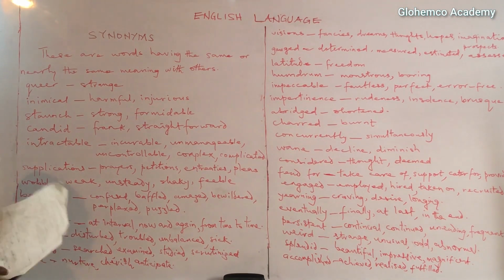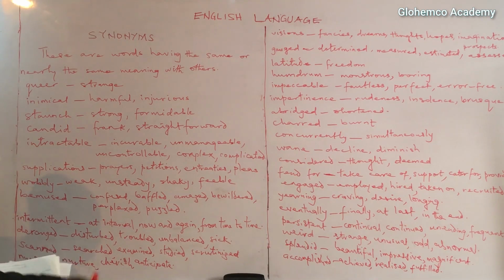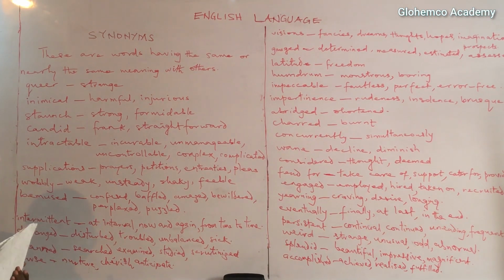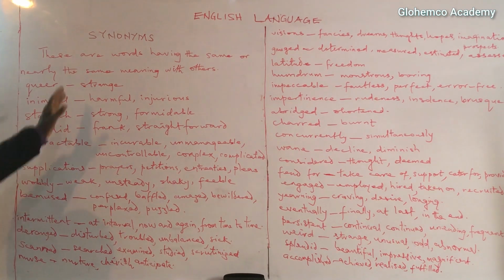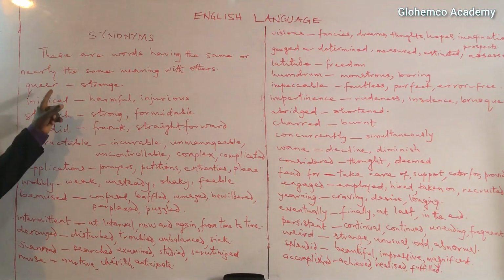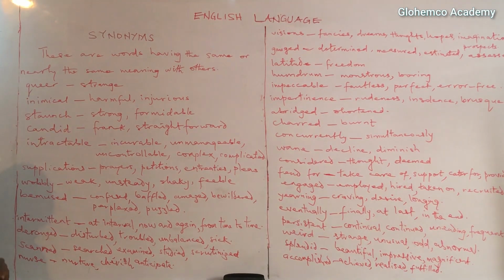We say a word is synonymous with another word, meaning that it has the same meaning or nearly the same meaning with it. So that's why we have what I write on the chalkboard here. These are words having the same or nearly the same meaning with others. All right, let's start. We are looking at the first one, which is queer.